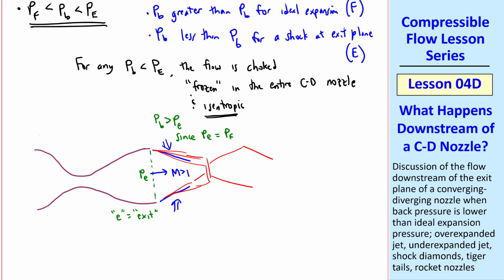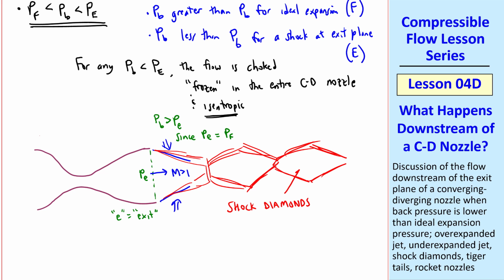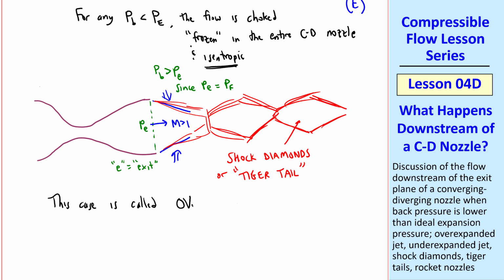In fact, I'll show more detail about this later, but we get something called shock diamonds. They look pretty much like diamonds like I sketched here, and there are all kinds of expansion and compression waves within each of these. People call these shock diamonds because of their shape, and other people, especially pilots, like to call this flow a tiger tail because it has stripes like a tiger tail. This case is called overexpanded. It's an overexpanded nozzle or an overexpanded jet.